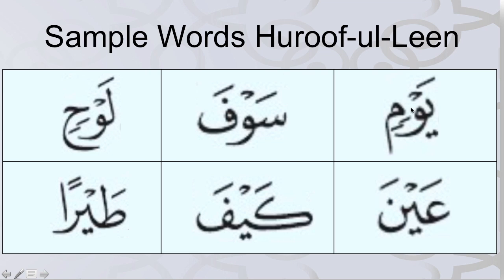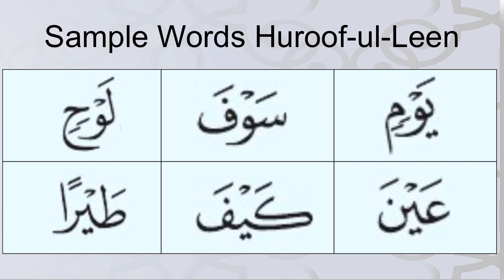So I'll do these quickly one more time. يا فتحة واو سكون يو, ميم كسرتان من يوم, سين فتحة واو سكون سو, فا فتحة فا سوف, لام فتحة واو سكون لو, حا كسرتان حن لوح, عين فتحة يا سكون عي, نون فتحة نا عين, كاف فتحة يا سكون كي, فا فتحة فا كيف, طا فتحة يا سكون طي, را فتحتان رن طيرا. So those are some example words with huroof-ul-leen.